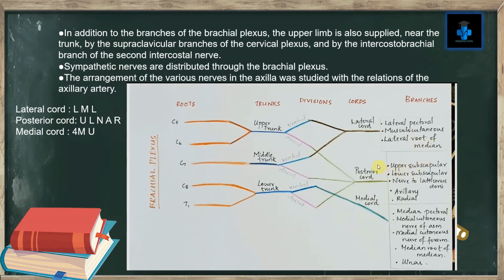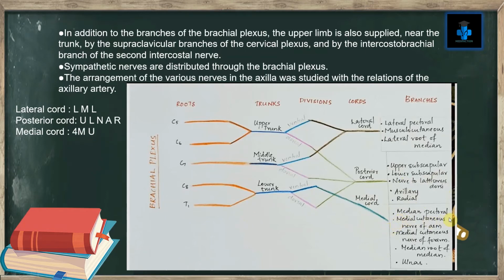Now to learn the branches of posterior cord, I have made a mnemonic ULNAR, where U stands for upper subscapular, L stands for lower subscapular, N stands for nerve to latissimus dorsi, A stands for axillary nerve, and R stands for radial nerve.